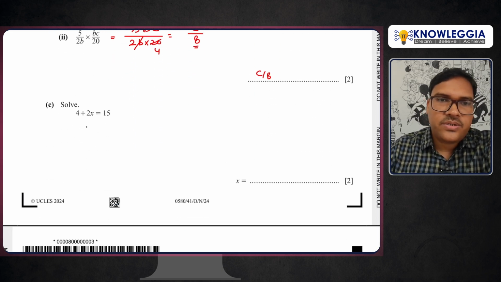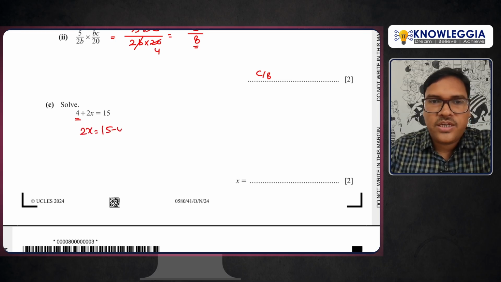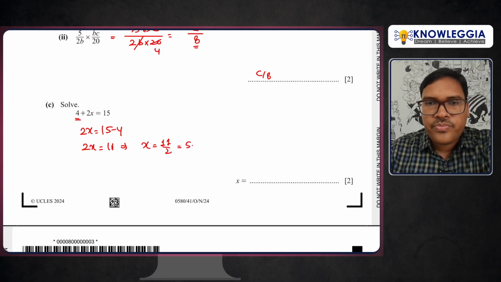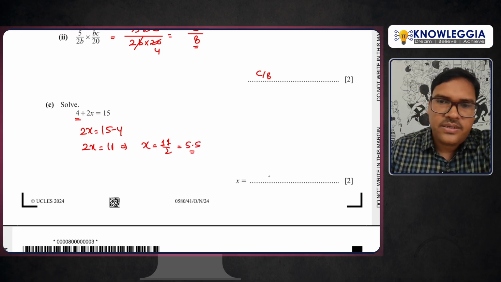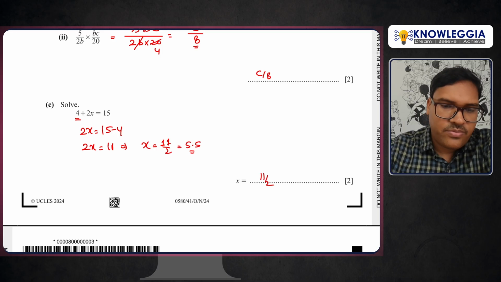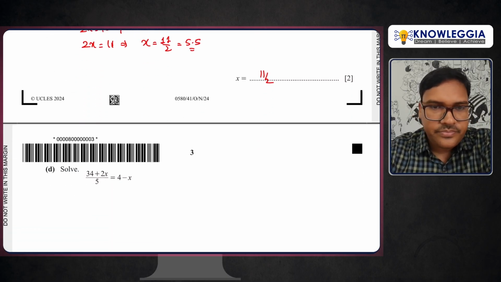Now this one is easy. You have to just solve this equation. You can clearly see I can remove this 4 by subtracting 4. So this is 2x, 2x is equal to 15 minus 4. So this is equal to 11. So what is x? 11 by 2, which is 5.5. You can write it as 11 by 2 or 5.5 is also fine. Okay.